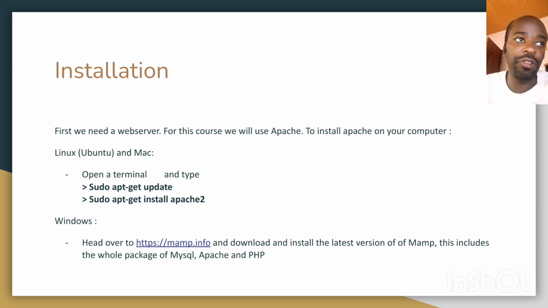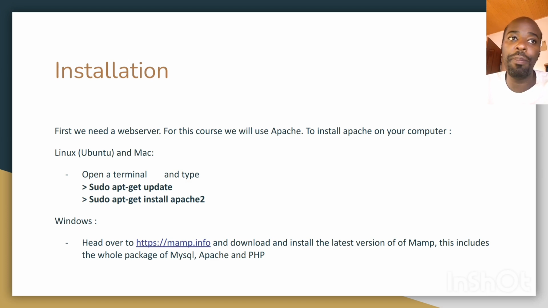You gotta open a terminal and write the command sudo apt-get update, just to update your system. And then you will install Apache 2. That's pretty straightforward. The command is right there, sudo apt-get install apache2. For Windows, I won't get you started into terminal installation.